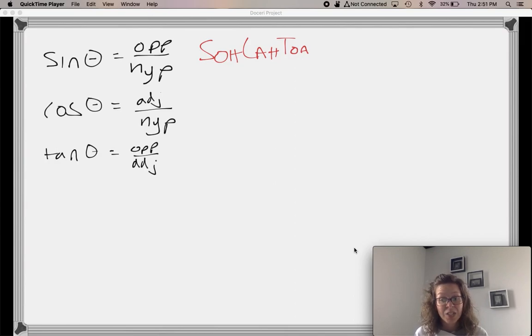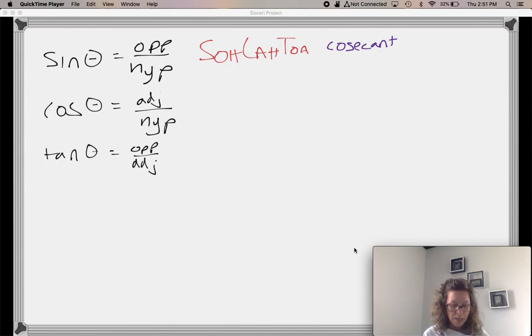There's actually 6 trig functions, but the nice thing about the other 3 trig functions is they are reciprocals. So remember that reciprocal means that we take that fraction and we flip it upside down. So sine has a reciprocal that's named cosecant.